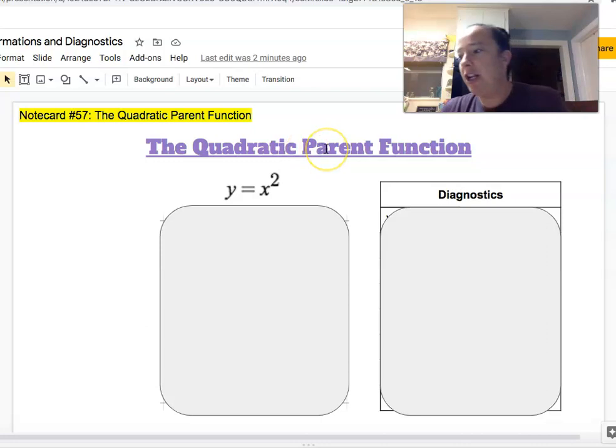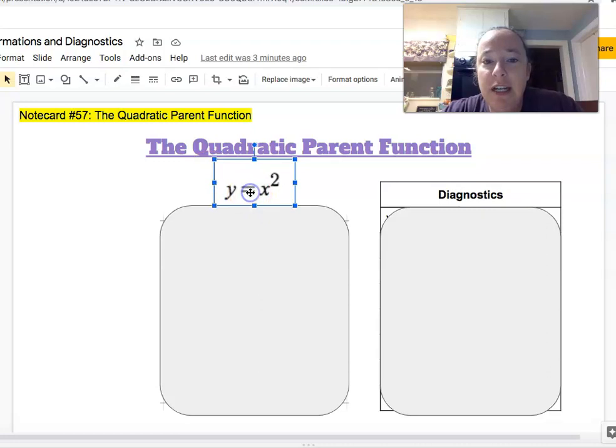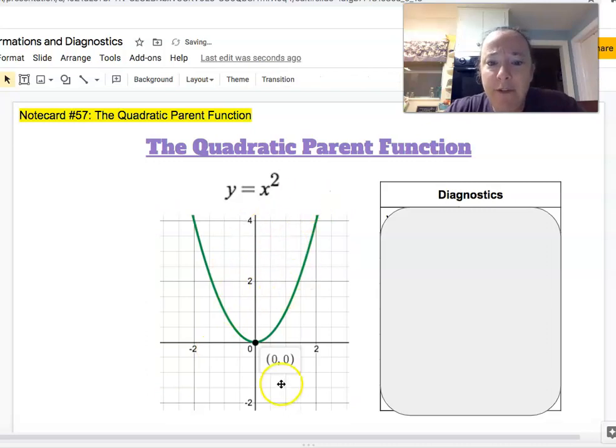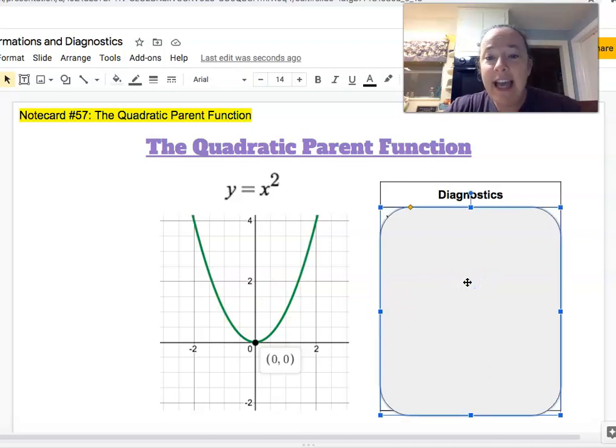Now, parent function, another way you could say that is mother function. But we're just going to say parent function, okay? So the quadratic parent function is the non-transformed graph of y equals x squared. And this is what the graph looks like. Its vertex is (0, 0), and we've got beautifulness happening. It's symmetric about the y-axis, and it's just the perfect parabola.